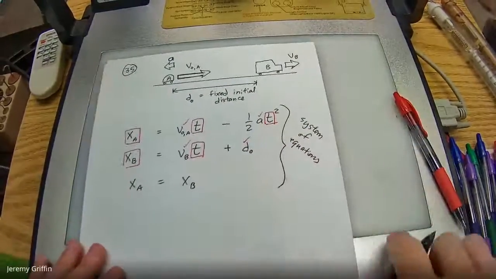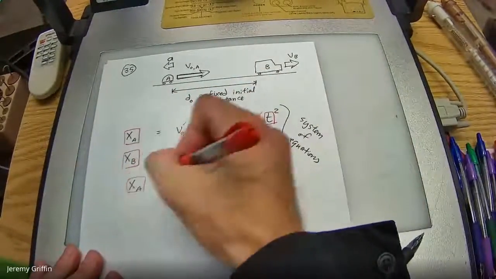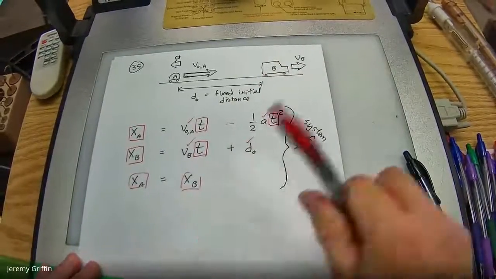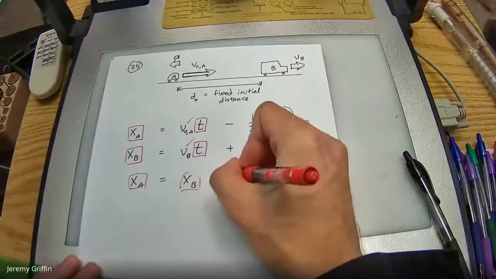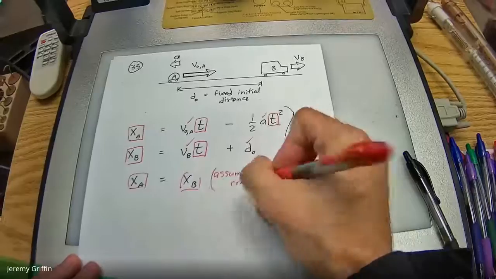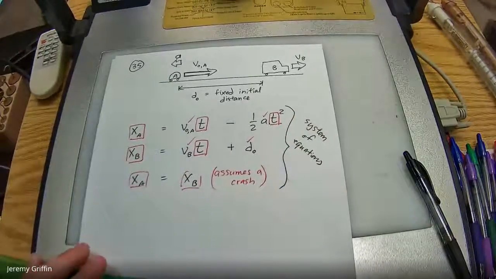Right? Yes. We're also solving for these, I guess, XA and XB. Okay. All right, no, this assumes a crash. Assumes a crash. Put that in parentheses.